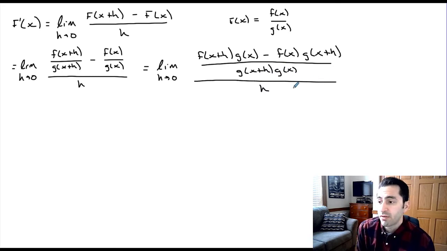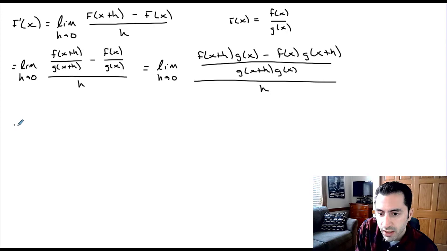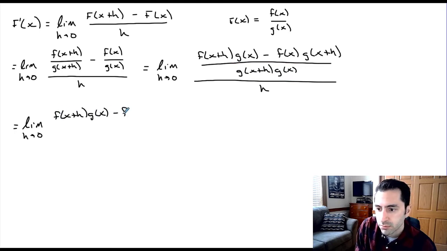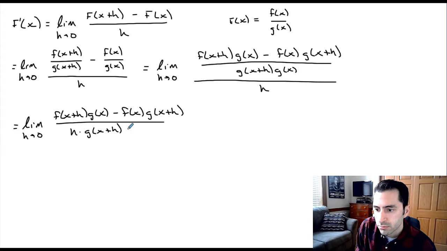All right, so I have a single fraction in the numerator, and then we're dividing by h. I can rewrite that. Our limit as h goes to 0: I'm going to take that g of x plus h and that g of x, and move both of those into my denominator. So this goes from being a complex fraction to just a normal fraction. So we end up with this.